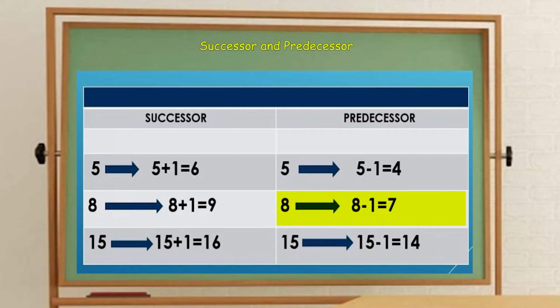All right, now let's look at the number 15. The successor of 15 would be 15 plus 1, which would give us 16. Why? Because 16 comes after 15. The predecessor of 15, of course, would be 14 because 14 comes before 15. And we found that answer by subtracting 1 from 15.